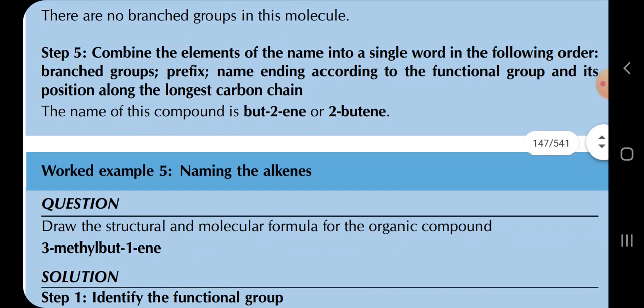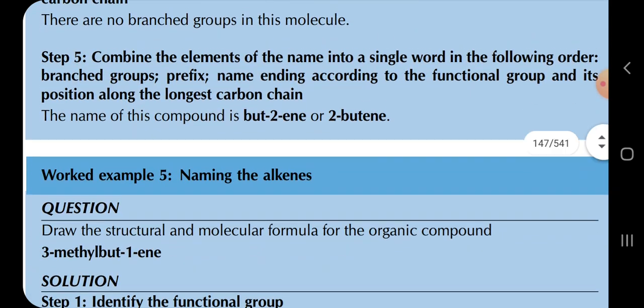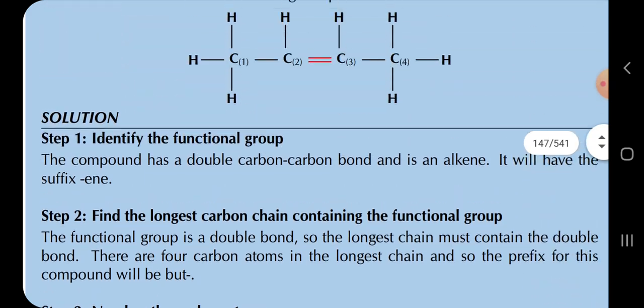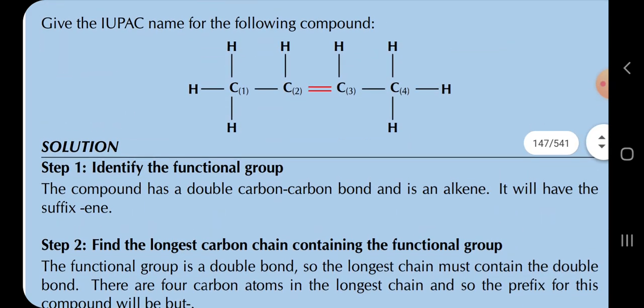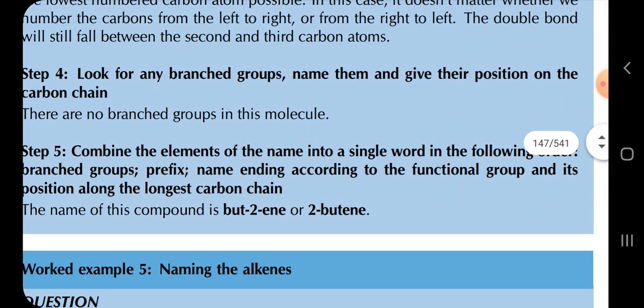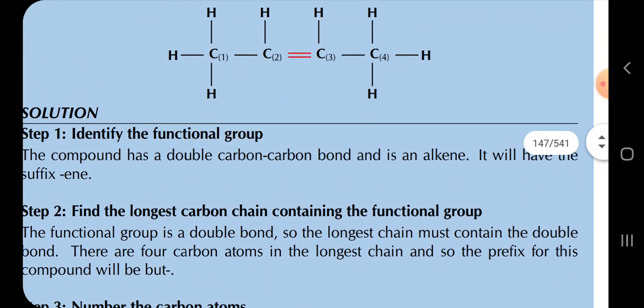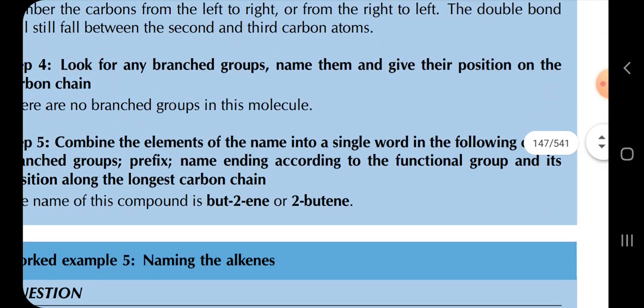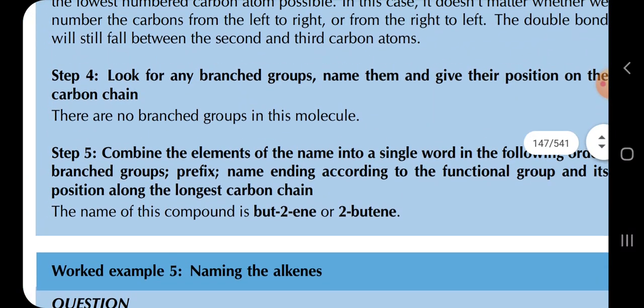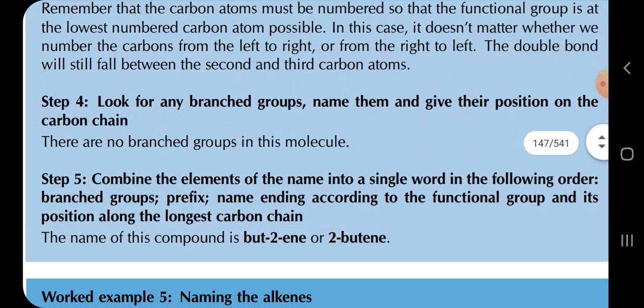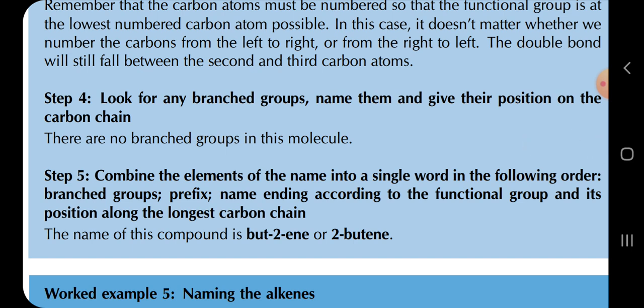And then combine the elements. We have 4 carbons, that's but-. Combine the elements of the name into a single word in the following order. Branched group, so you need to know the branched group.